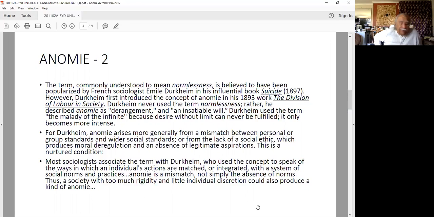The term, commonly understood to mean normlessness, is believed to have been popularized by French sociologist Emile Durkheim in his influential book Suicide, 1897. However, Durkheim first introduced the concept of ennui in his 1893 work, The Division of Labour in Society. Durkheim never used the term normlessness. Rather, he described ennui as a derangement.